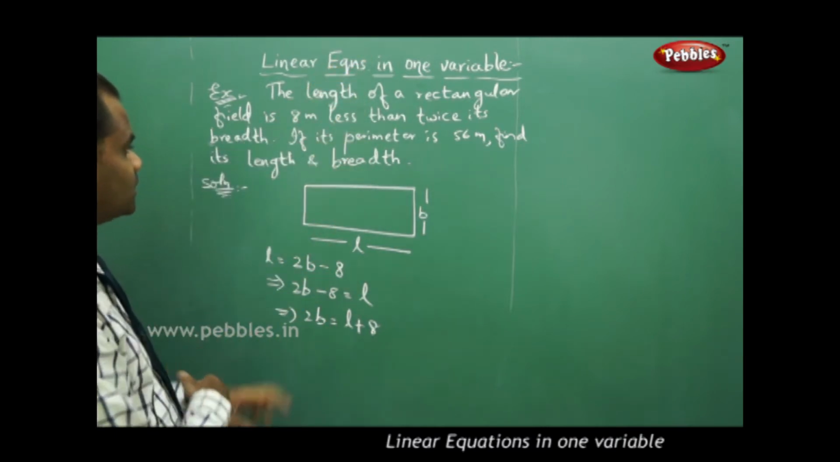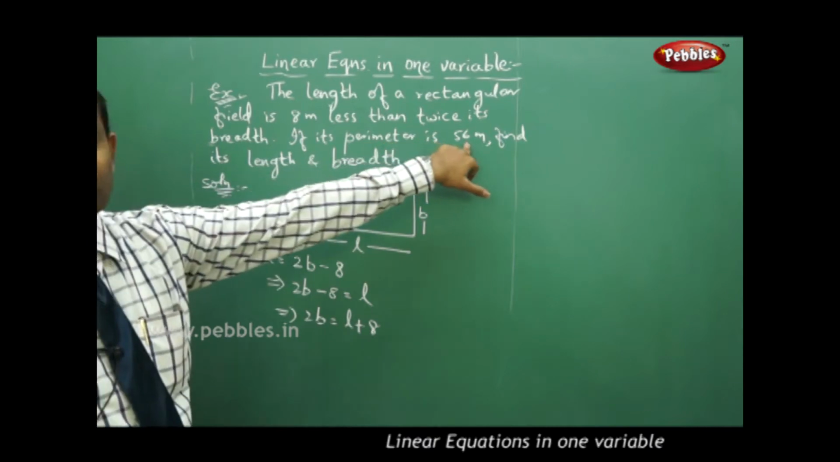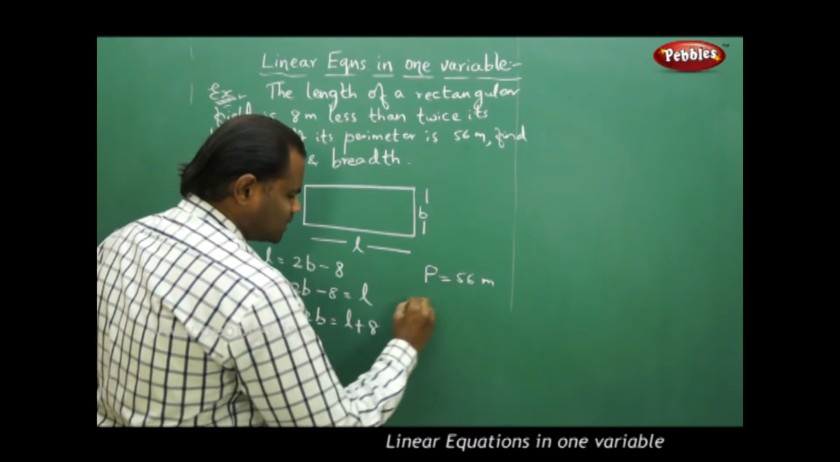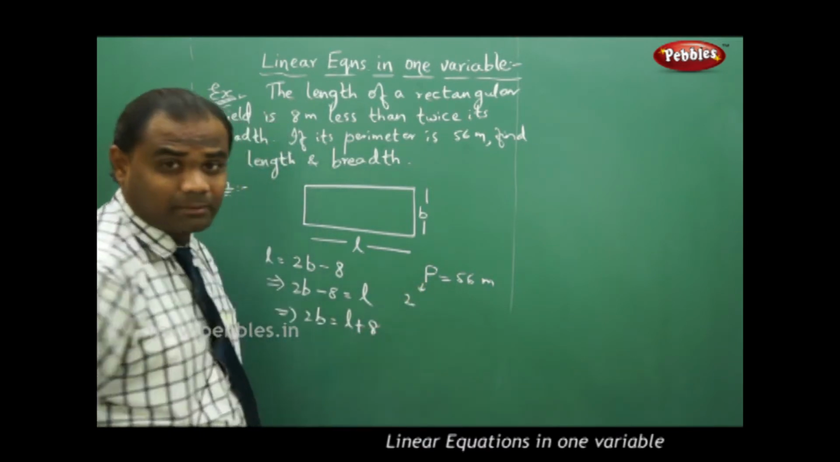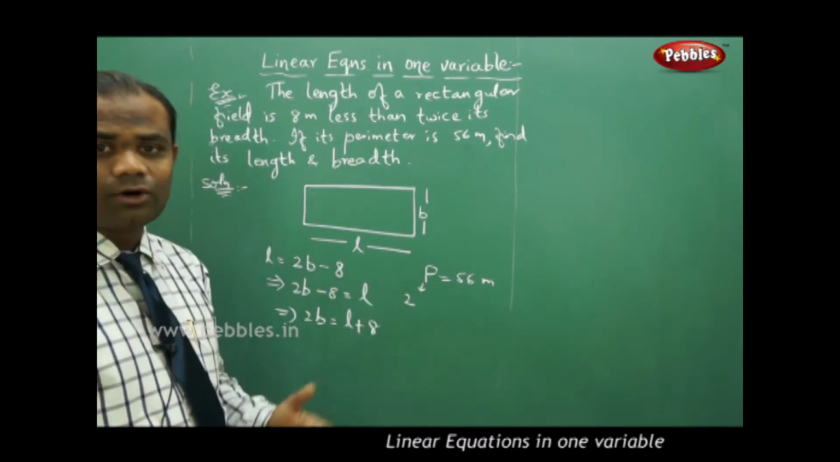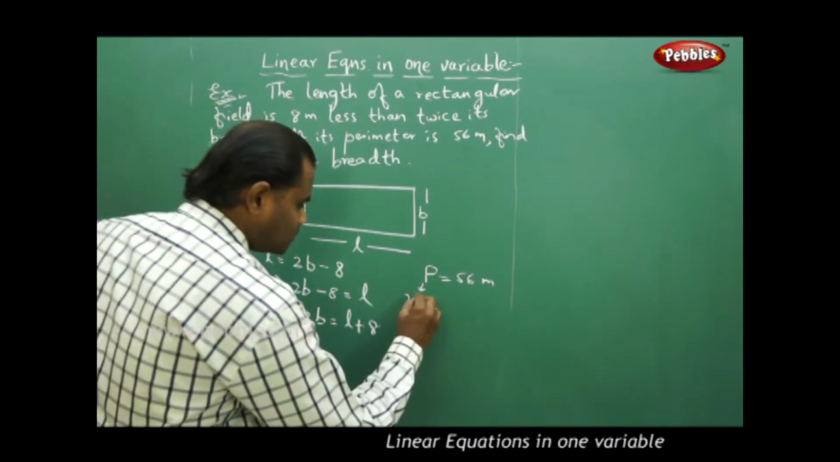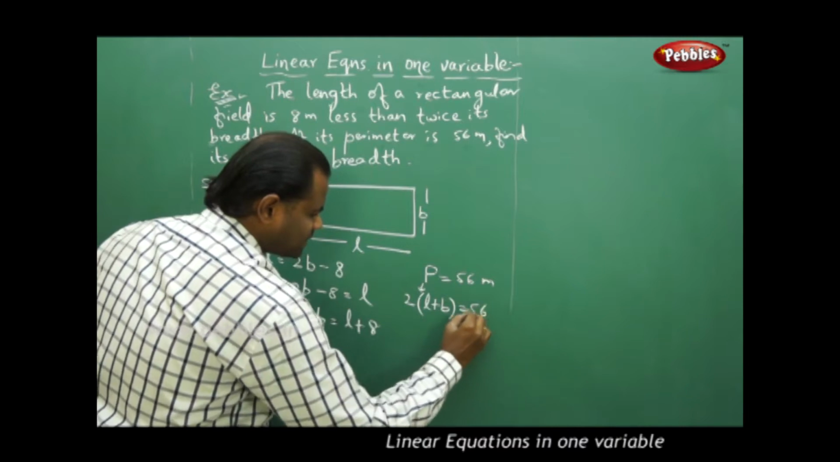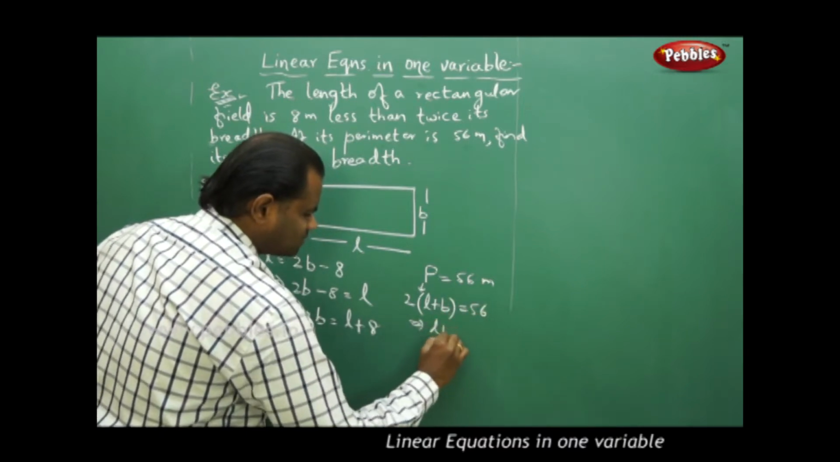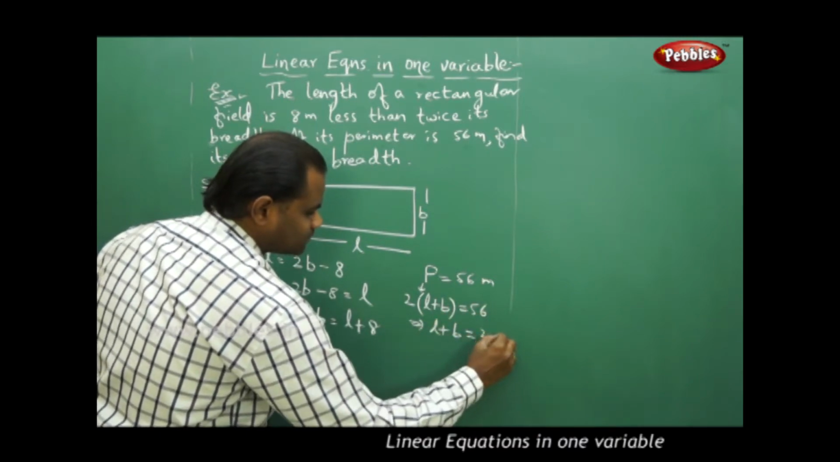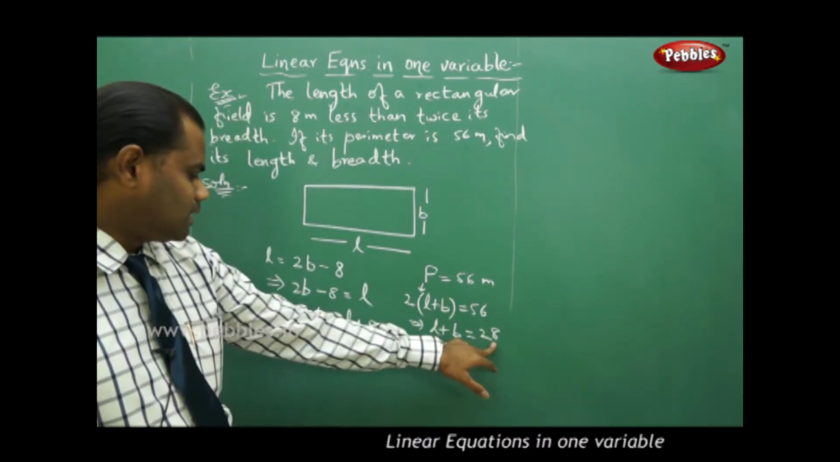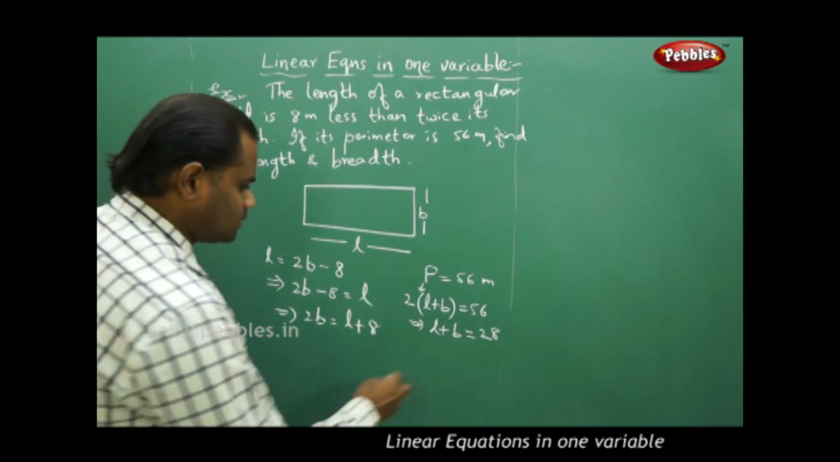Now coming to the next condition, it is given that the perimeter is 56 meters. So if the perimeter is 56 meters, then immediately I understand the formula for the perimeter of a rectangle as twice of L plus B. So using the formula for the perimeter of the rectangle, I get this as 56, so that my L plus B is 28. So I get L plus B as 28.